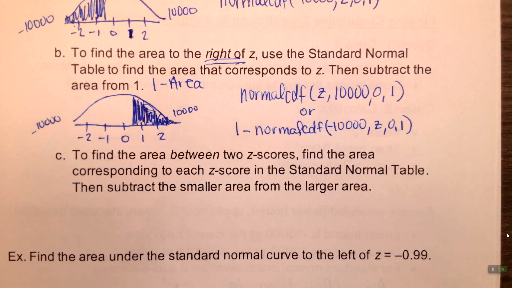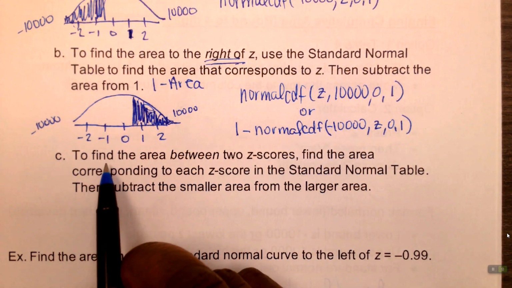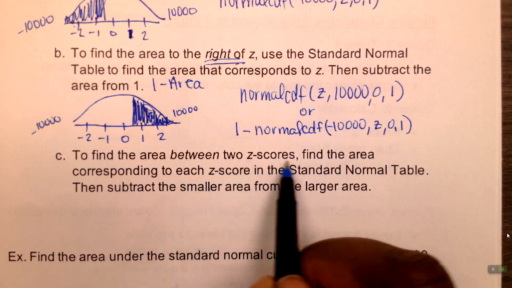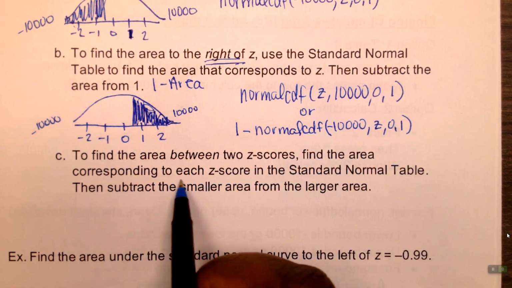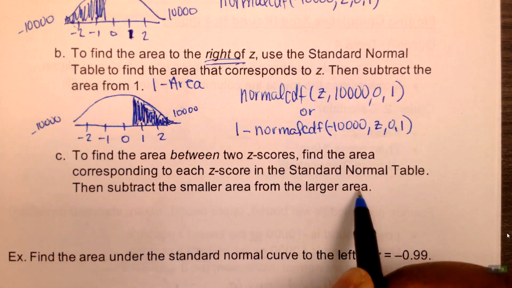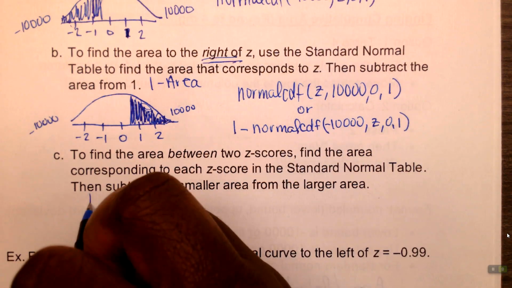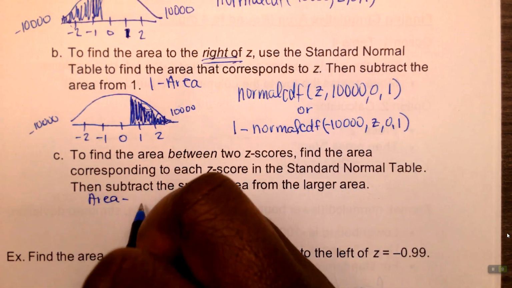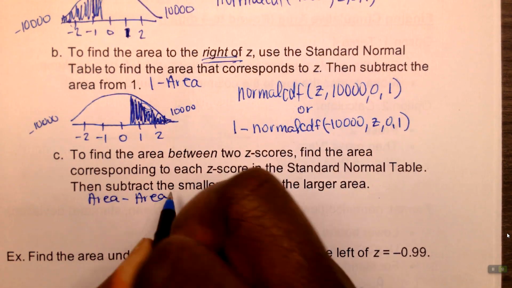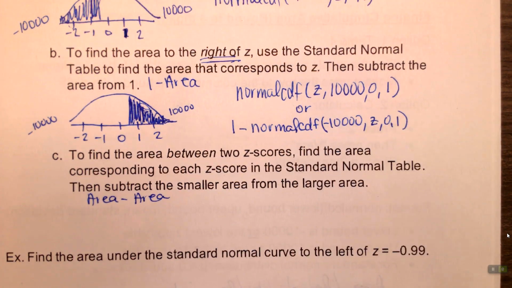So with the in between, we're looking between two z-scores. For the table, to find the area between two z-scores, find the area corresponding to each of the z-scores, then subtract the smaller from the larger. So you're going to do subtraction, area minus area, making sure it's positive. Remember, we have to have a positive area. So this is area minus area.